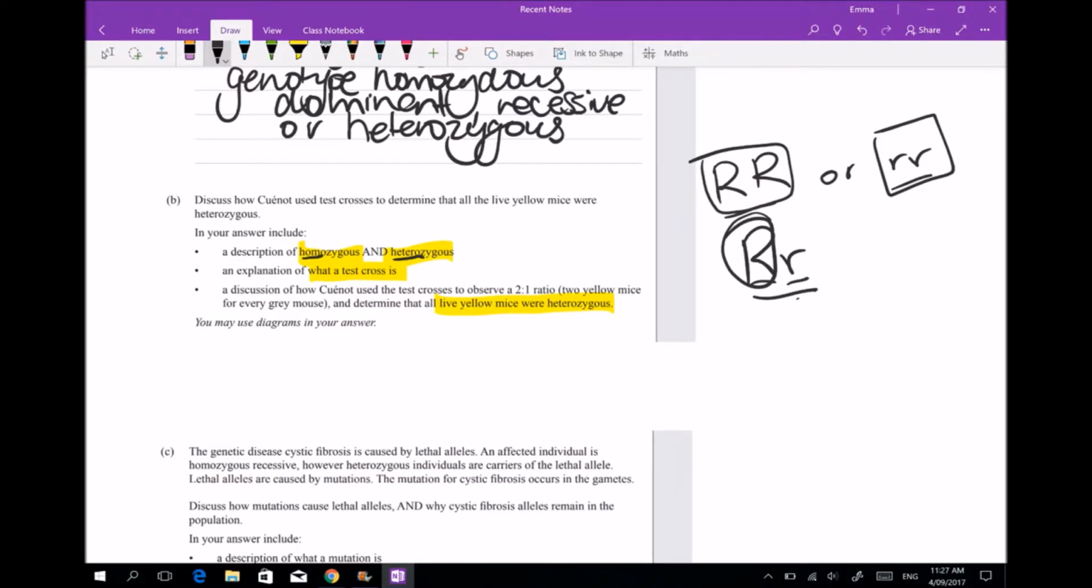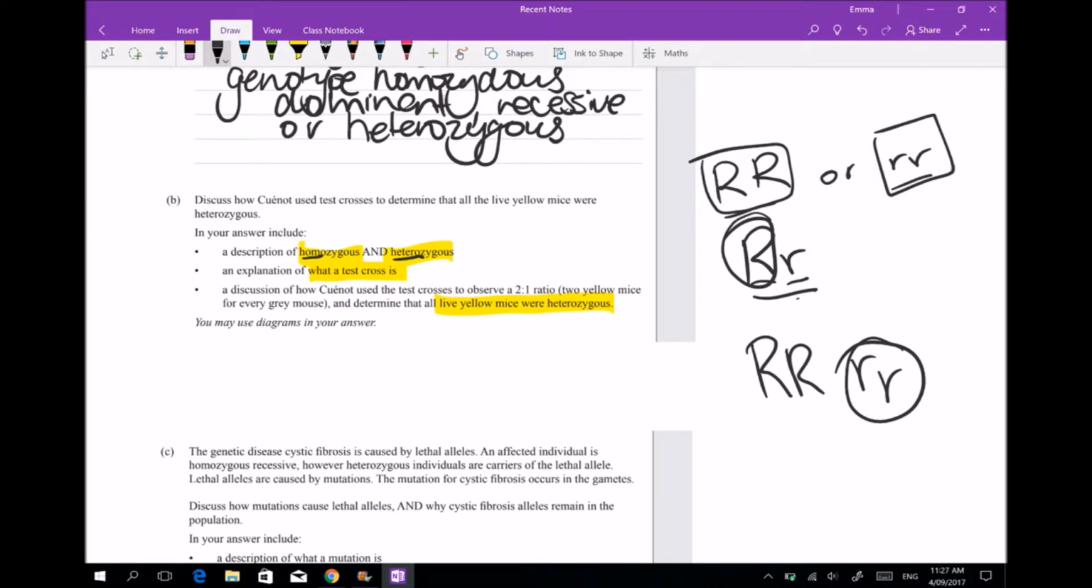An explanation of what a test cross is. So a test cross is where you've got an unknown individual genotype. So you're not sure whether they are homozygous dominant or heterozygous, and you want to find out what they are. And by doing that, you would mate them against a wild type individual. So that might be the homozygous recessive, it could be the homozygous dominant.